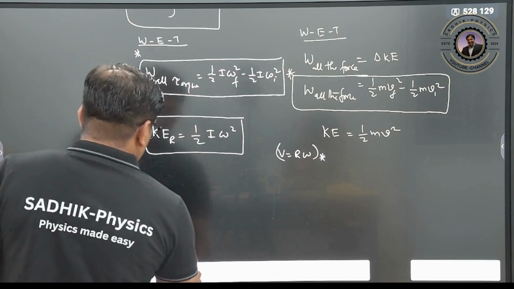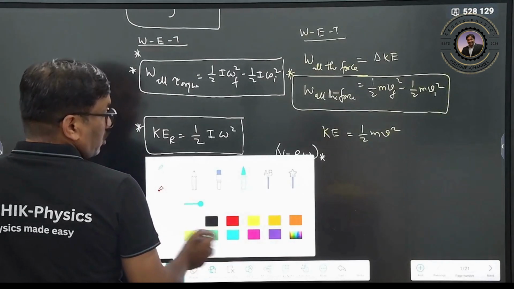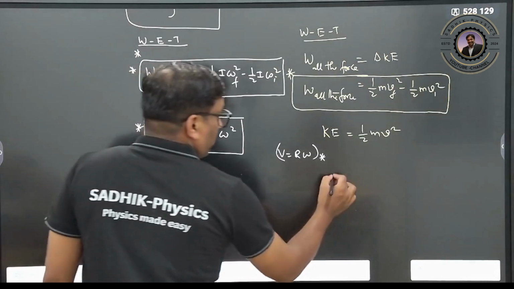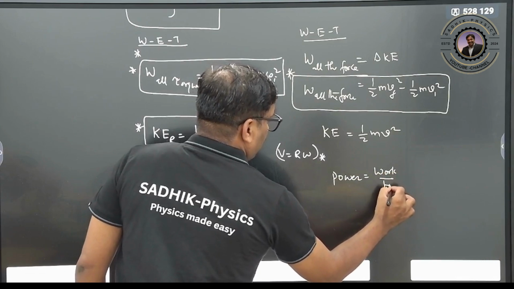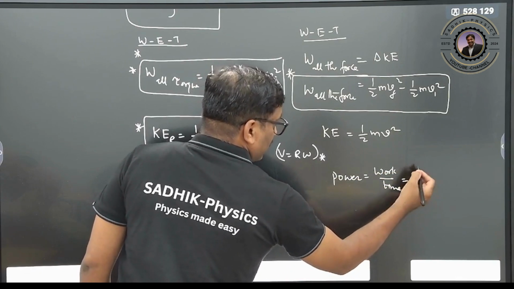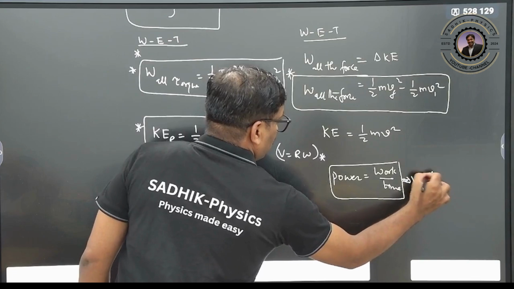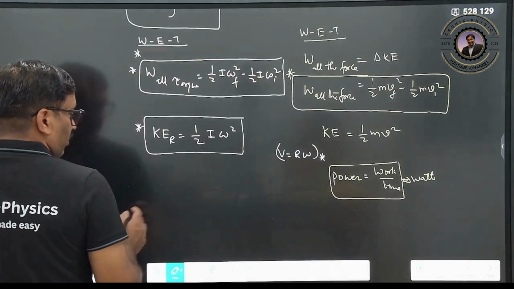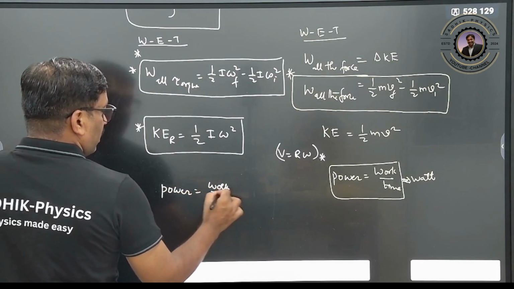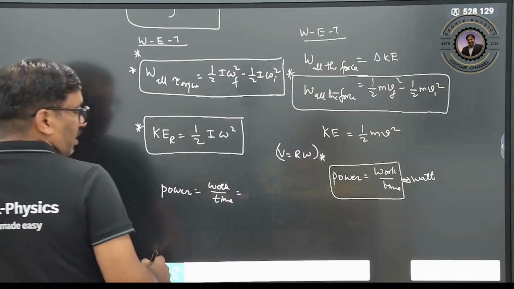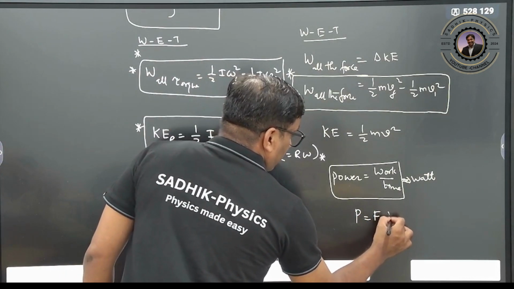And we also discussed power. What is the power formula? Power is equal to work by time, that is energy by time. What is the unit? We know that it is watt. Similarly, here power is also work by time. So what is the work done by time? Therefore power is equal to F dot V.